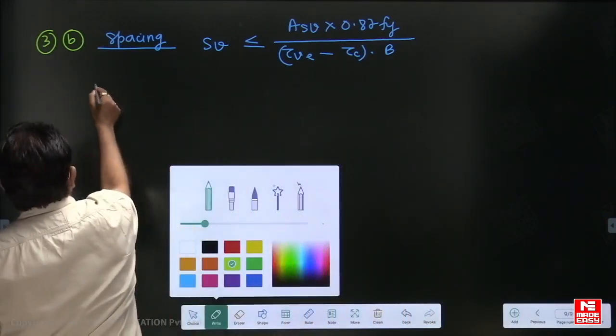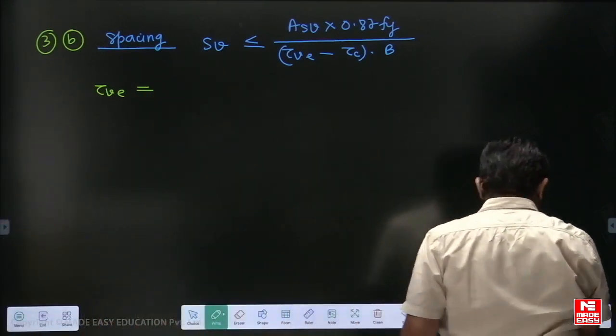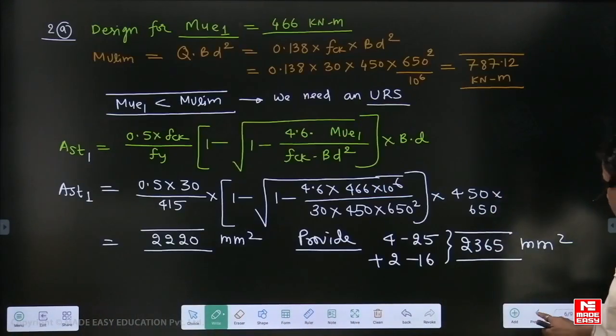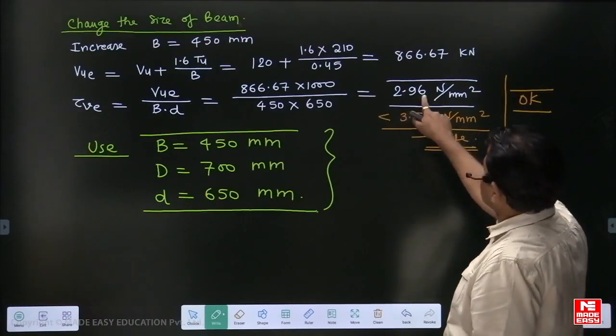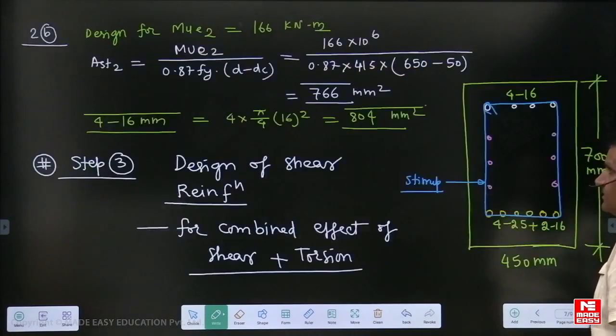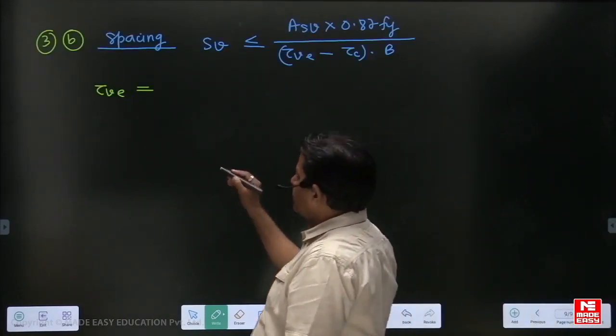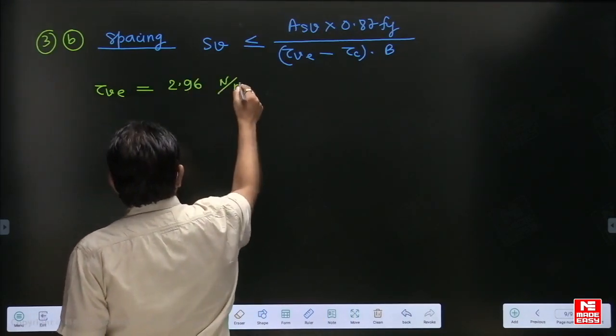Tau v equivalent is what? We can check the value of tau v equivalent, what finally you have got. Yes, see here. This is 2.96, the final value of tau v equivalent, that we can write here: 2.96 Newton per mm square.